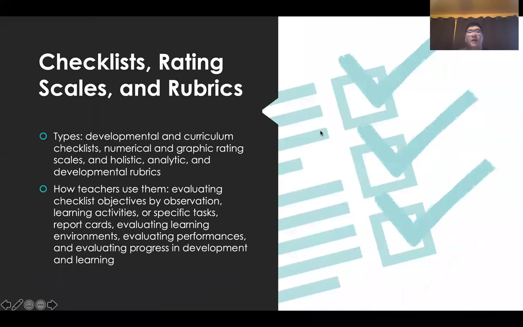These are very common. To go into more detail about checklists, rating scales, and rubrics, there are different types: developmental and curriculum checklists, numerical and graphic ratings, and holistic, analytic, and developmental rubrics. Developmental are for milestone indicators. Curriculum checklists are based on what the students are learning. Numerical ones are just with numbers. Graphic are where the rater can mark on a line that has categories on it. Holistic is a single score. Analytic is a range of descriptors, and it resembles a grid. And developmental is on a continuum that shows the developmental process.